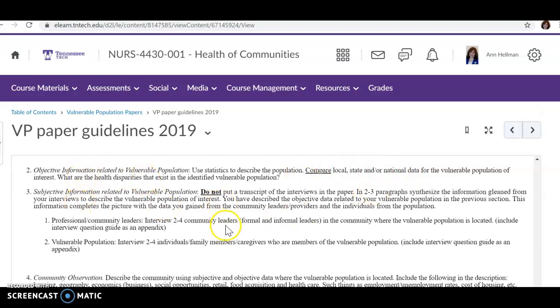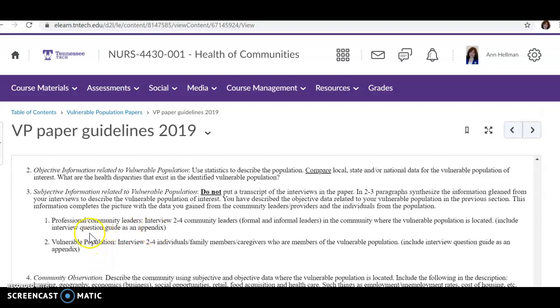Subjective, remember, is what people say. So this is where you're going to get your interviews. You need to interview 2 to 4 community leaders who work with members of this population. They can be formal and informal leaders. So what does that mean? It means people who have an official title or people who are connected to that community in an unofficial way, okay? And maybe their occupation doesn't dictate that they are in contact with members of that population.